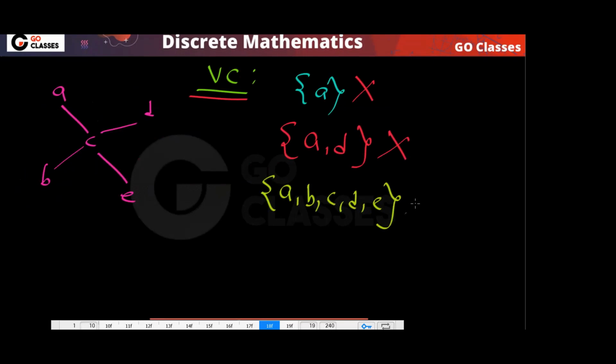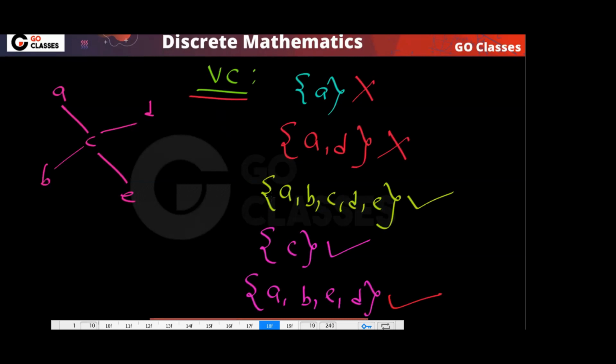Is this a vertex cover? Yes, this is a vertex cover, because it will cover all the edges. Every edge has been covered. Now tell me, is this a vertex cover? Yes, this is a vertex cover. And tell me, A, B, E, D. Is this a vertex cover? Yes, this is also a vertex cover.